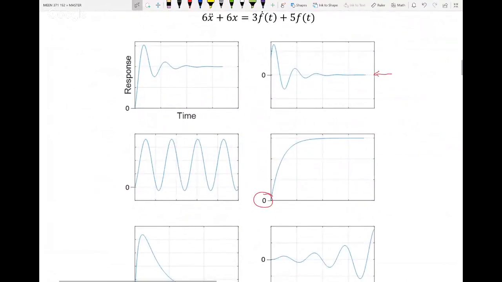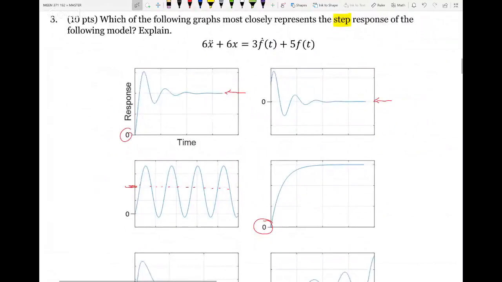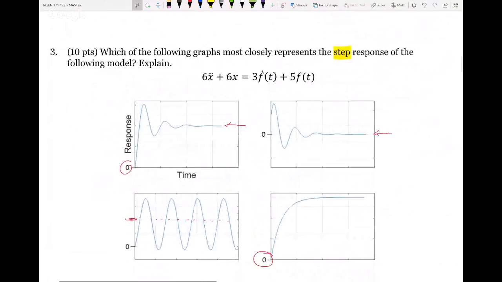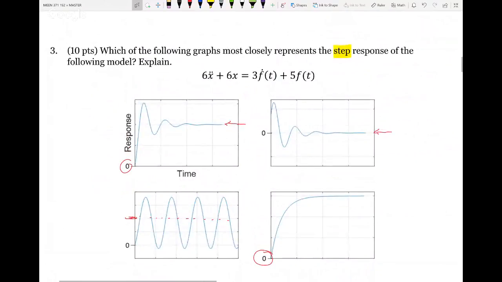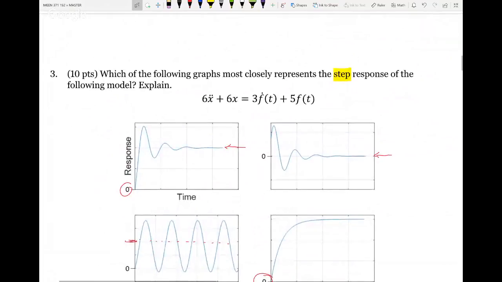You see how this settles away from 0, so it is potentially a step. And also this one, we see the oscillation is going to be around some middle value, and that is non-zero, so it's likely that that is also going to be a step. So looking at where it ends up long term is a really good way to determine if it's a step or an impulse or a ramp or some other type of input.